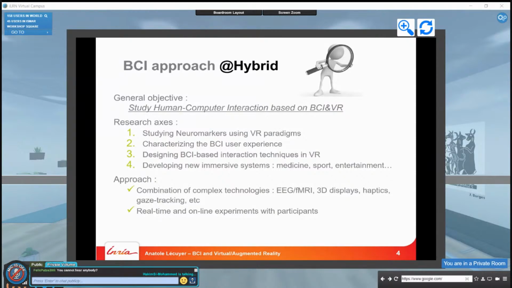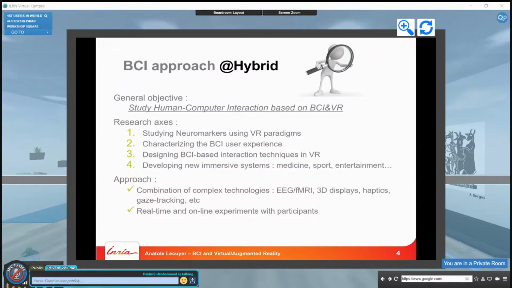The first one is how to study and make use of neuromarkers, and use VR as an experimental paradigm to study neuromarkers in very safe and motivating conditions for the participants, very controlled situations, to study brain neuromarkers. Then characterizing and better understanding the BCI user experience, notably using VR as a means of study.